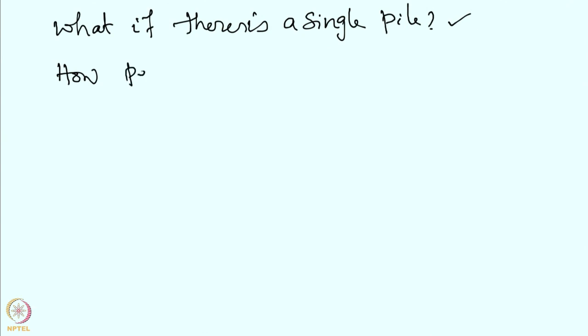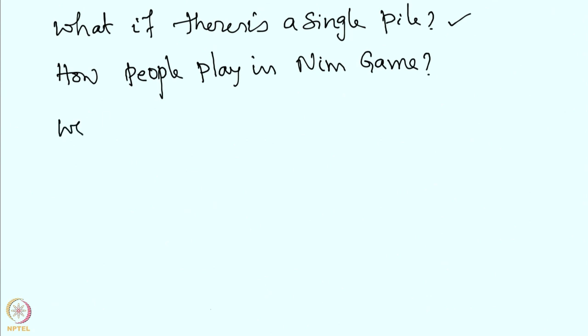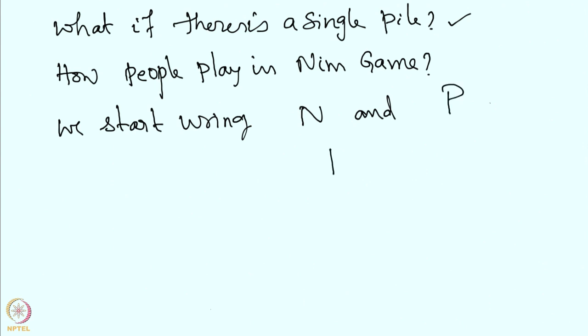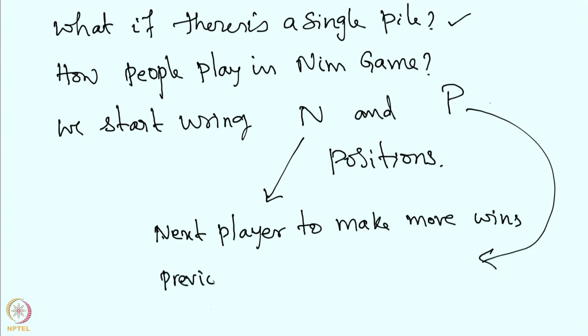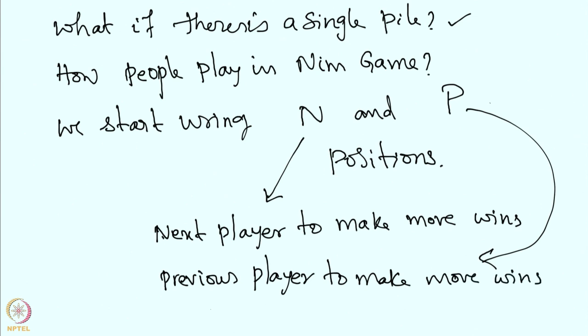So, now we need to understand how people play the Nim game. Let us look at it. As we start using the N and P positions now, recall what N is: N means the next player to make a move wins, and P means the previous player to make a move wins. So, we start using this.